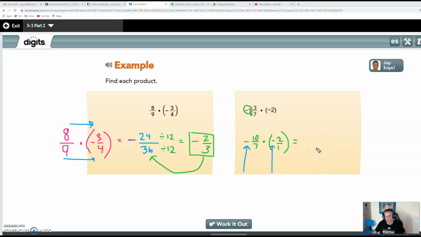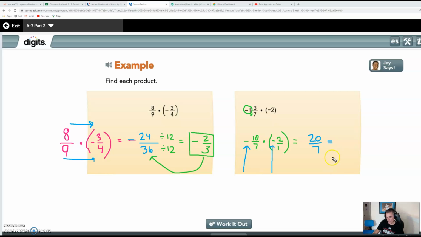Now we don't put a positive sign there. We just leave it blank. And then 10 times 2 is 20, and 7 times 1 is 7. If you get an answer like this, an improper fraction, you have to be careful about how it wants the answer. They may tell you to leave it as an improper fraction, or they may want you to convert it to a mixed number.